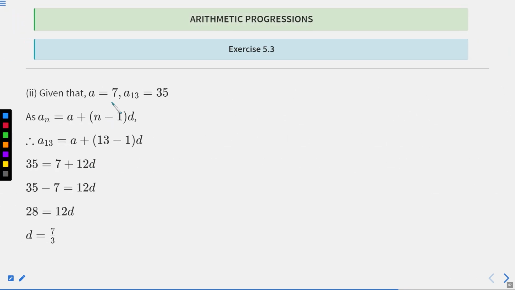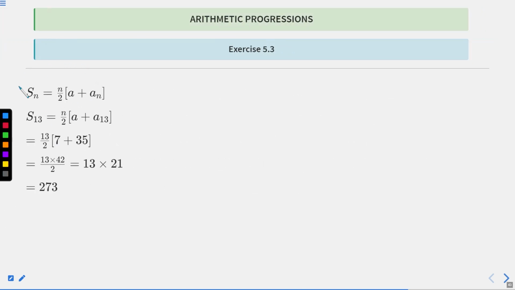So here given that A is 7, A13 is equal to 35, and we know that An is equal to A plus n minus 1 times common difference D. Here the value of n is equal to 13, so therefore A13 is equal to A plus 13 minus 1 times common difference D, and it implies 35 is equal to 7 plus 12D, and it implies 35 minus 7 is equal to 12D, and it implies 28 is equal to 12D, and it implies D is equal to 7 by 3.